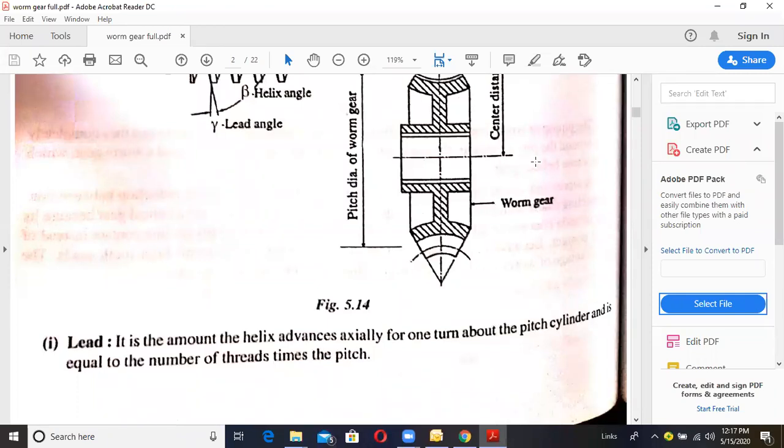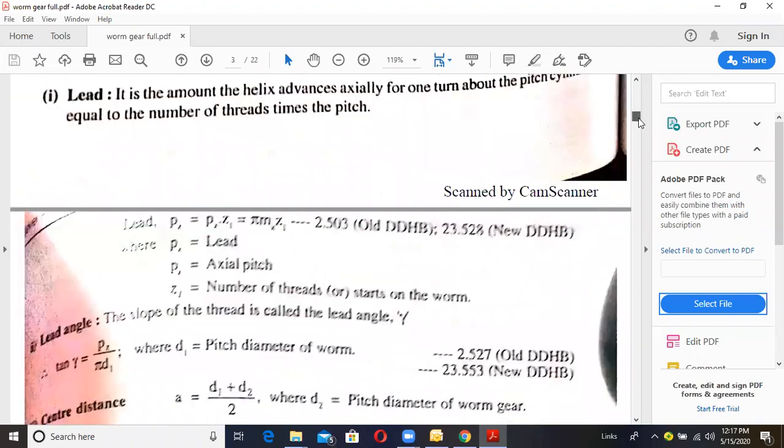Next, the formula to calculate lead. Lead Pz is equal to Px into Z1, where Pz is the lead, Px is the axial pitch, and Z1 is the number of threads or starts on the worm. Px can be written as pi into mx. In spur gears you have studied P is equal to pi into m. You substitute in the formulas.